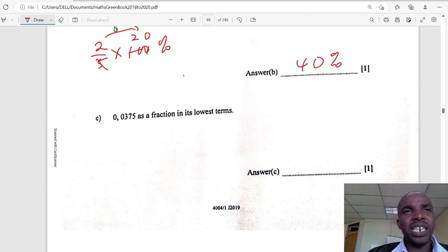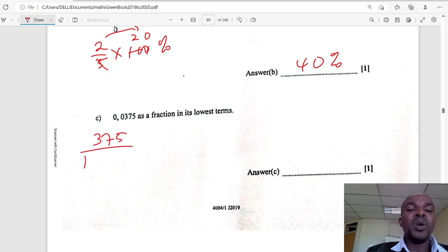Then 0.0375 as a fraction in its lowest terms. Right, what you do is you do it like this. You say 375 over 1, and you put the zeros down there equivalent to the number of decimal places that we have. We have 1, 2, 3, 4 decimal places, representing 4 zeros that you have to put.